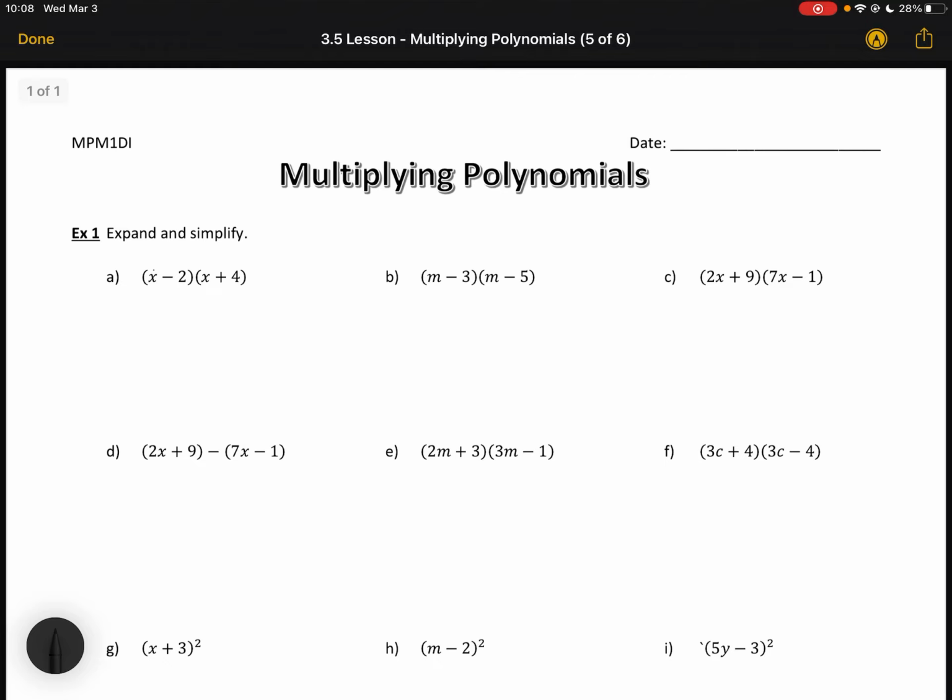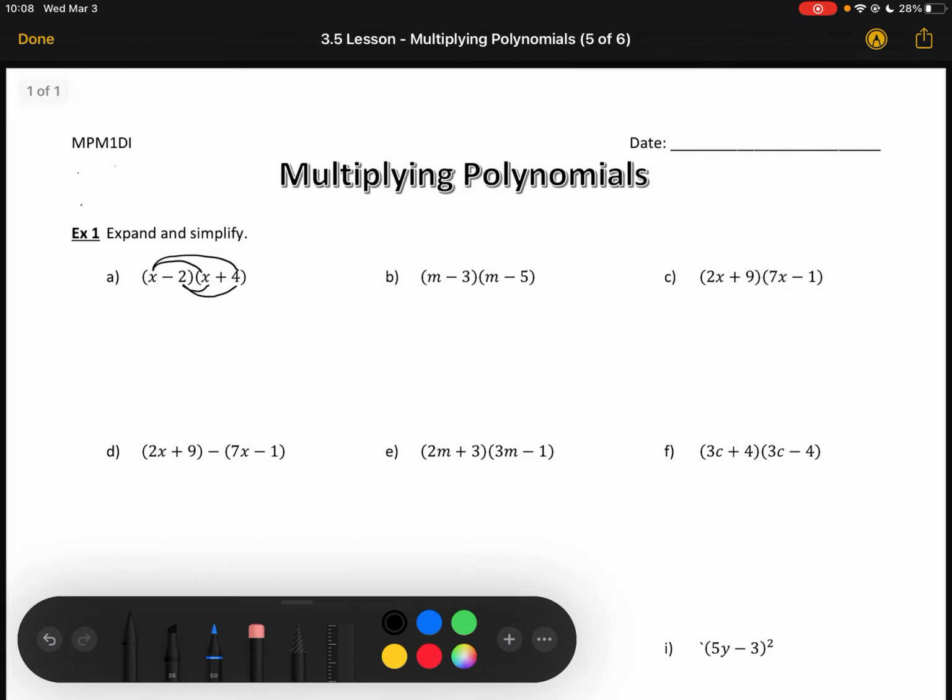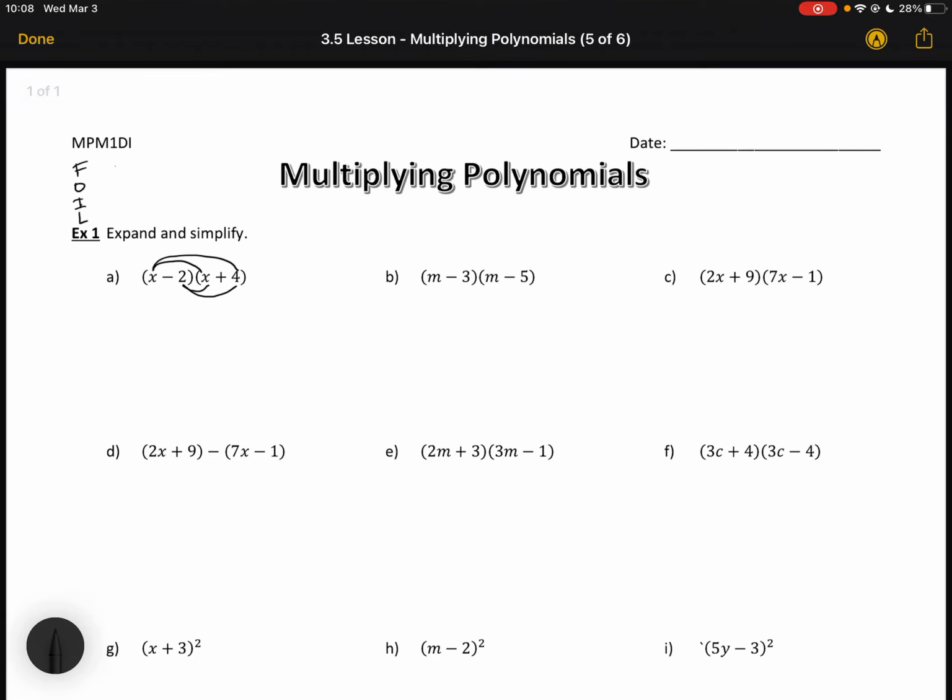So we have a way to remember that, an acronym called FOIL, which stands for first, so first term in each bracket, outer, so the outside terms, then we have the inside terms, and then we have the last terms. So let me write it up here. We've got FOIL as an acronym to help make sure we multiply everything together. So first, outer, inner, and last, which is one way, and I'll show you a different way on the next example.